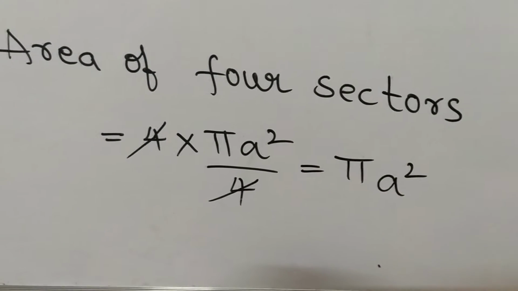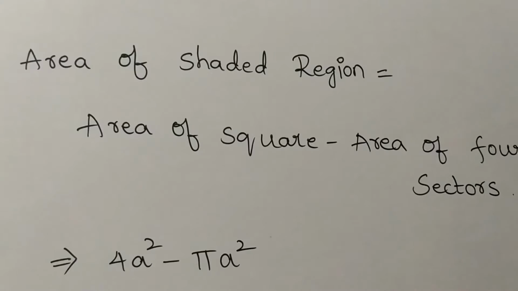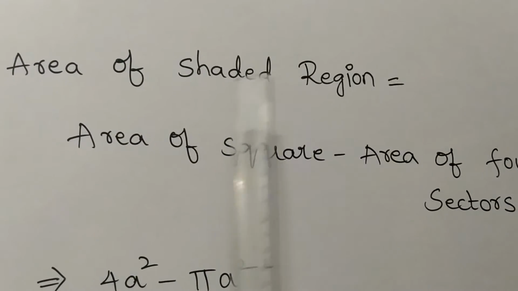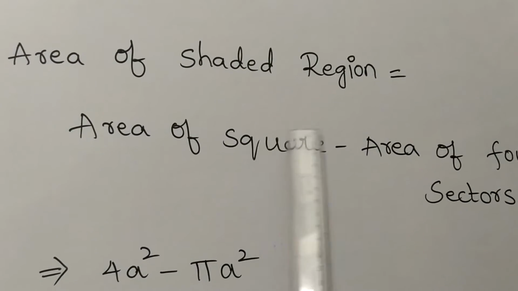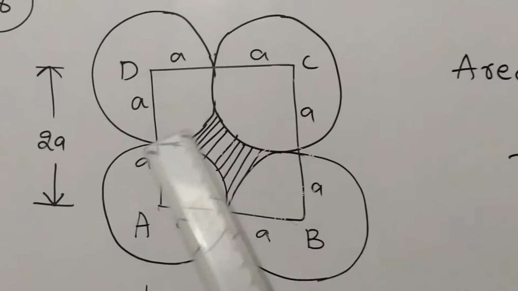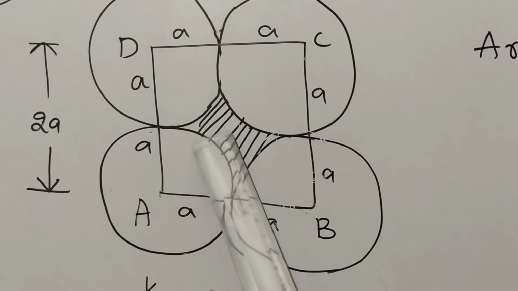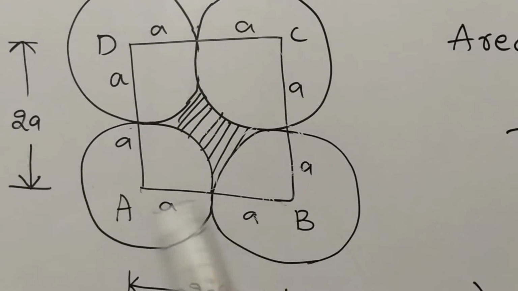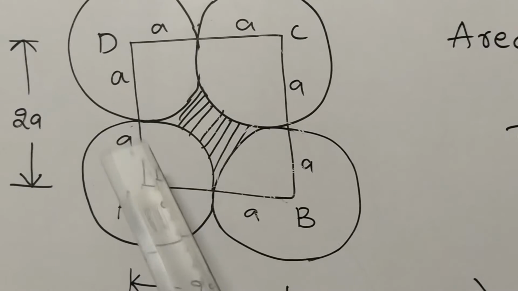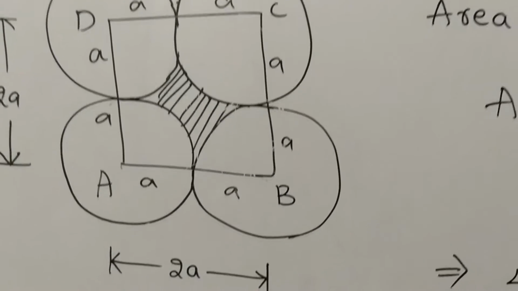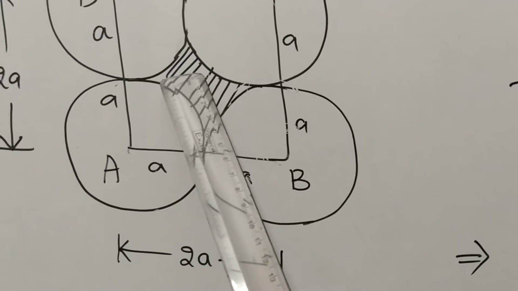Now let us find the area of the shaded region. So like this we will find the area of shaded region is equal to area of square minus area of 4 sectors. Why are we doing this, students? To find the area of the shaded region, we have to first write the area of this square and then subtract the area of these 4 sectors from this. Then you will get the middle value.